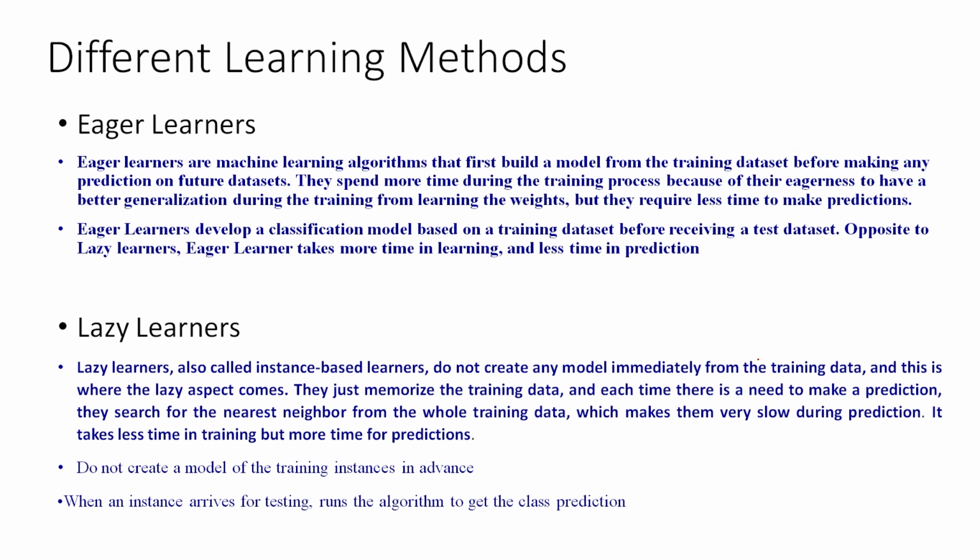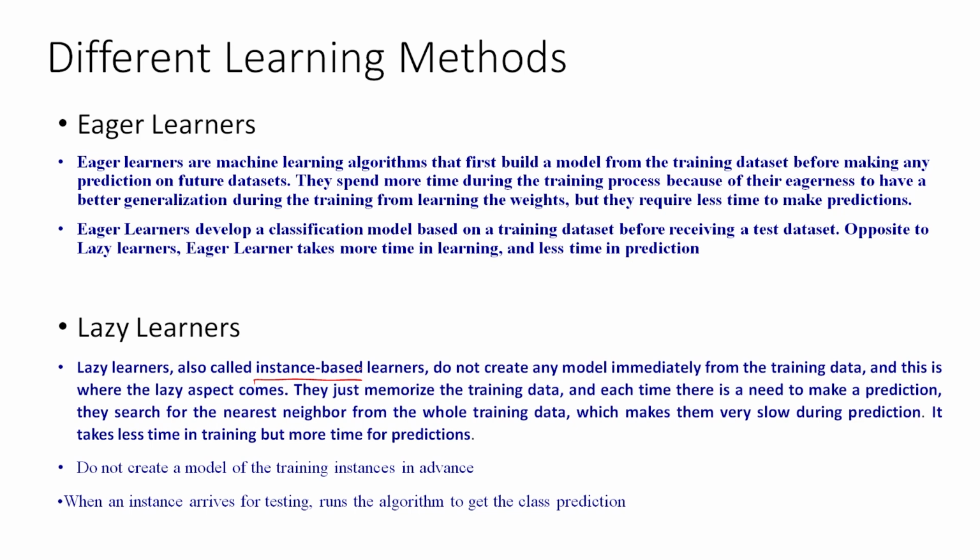On the other hand, lazy learners are sometimes also called instance based learners. Instance based learners do not create any model immediately from training data; they rather memorize the training data. This is where the word lazy comes into the picture. They memorize the training data, and each time there is a need to predict, they search for the nearest neighbor from the whole training data. That is why KNN comes in. What is KNN? Nearest neighbor. They search the nearest neighbor data and then make the prediction. That is why they are slow in prediction; it takes less time in training, but more time for predictions. That is the difference.